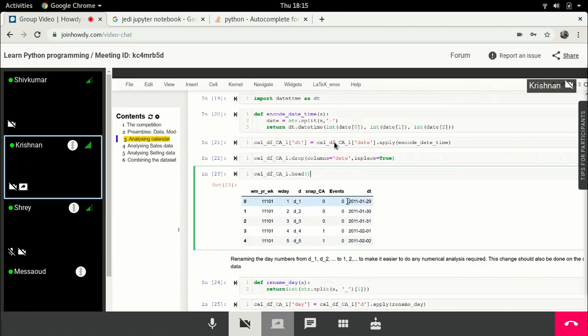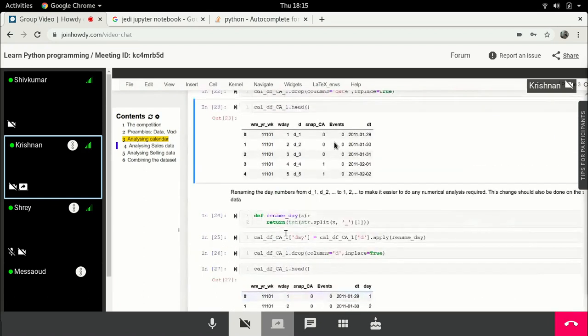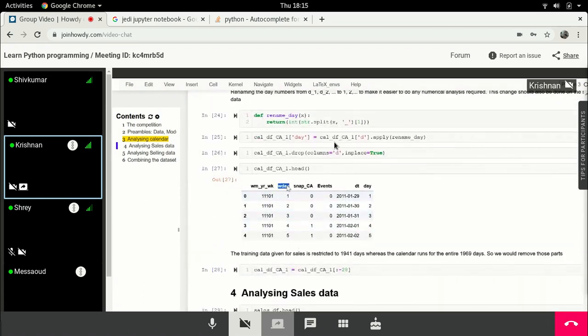What we also did was, instead of the date, which was a string, we converted it into a datetime object, and then we had a few other steps. For instance, we dropped everything else because we don't need the month, day of the month, and all that. We just needed the day of the week name, which is important because if it's a Saturday or Monday, it matters. And then you also have day, which is the number based on which day it is, like it starts with D1 to D1941.